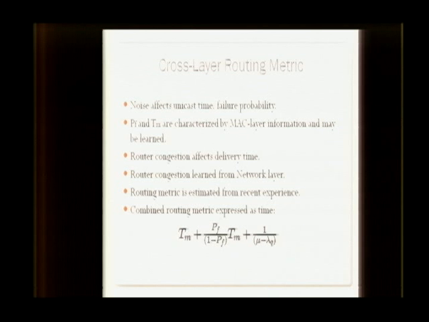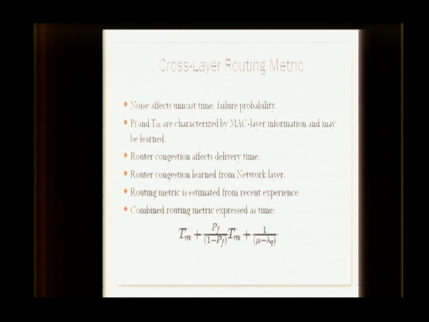We're going to turn that recent information into trend information and turn that into the probability of failure. We're going to look at the last several recent unicasts and ask, what is the average transmission time? How long did it take us to do those multiple 802.11 transmissions to complete a unicast? Let's see, router congestion affects delivery time. The more packets are going into the router, the more congested the router becomes. Router congestion can be learned from the network layer, not the MAC layer. We can combine the routing metric into something we express as time.